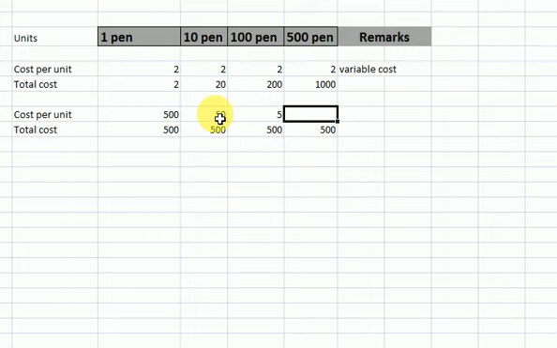Now 500 pens and their total cost is 500. So what will be the cost of 1 unit? 500 divided by 500 is equal to 1. Look at this second situation: the total cost remains constant, so the per unit cost changes.